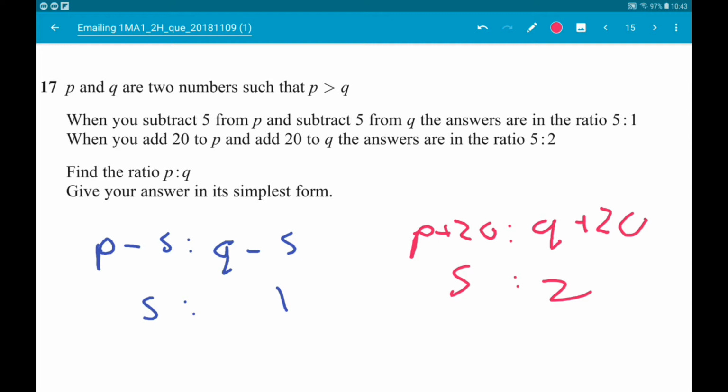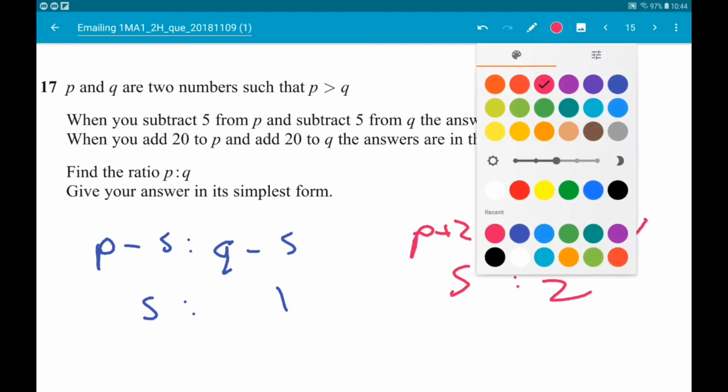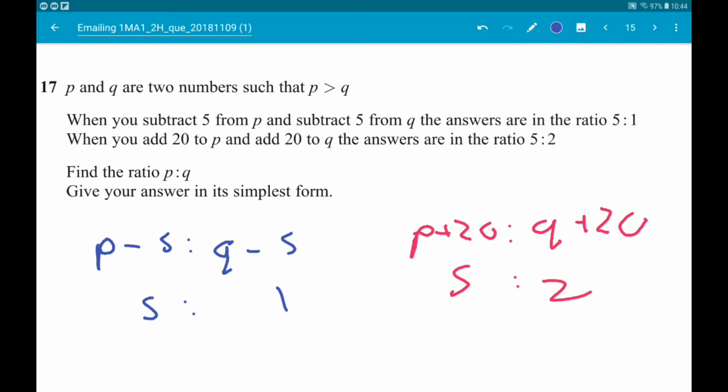So you might be thinking here, can't we just either add 5 to both sides of the ratio on the left, or subtract 20 on the right? The answer is no. With ratios, you can only multiply or divide both sides by the same thing. So what we're going to need to do is use each ratio to get an equation. So, starting on the left.